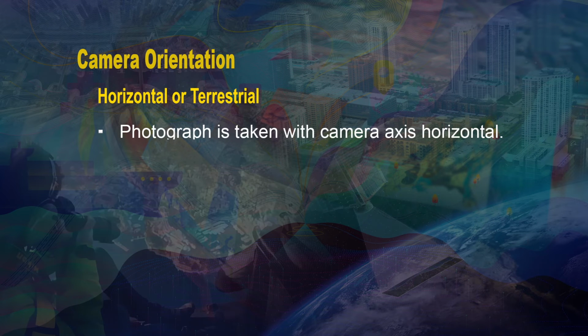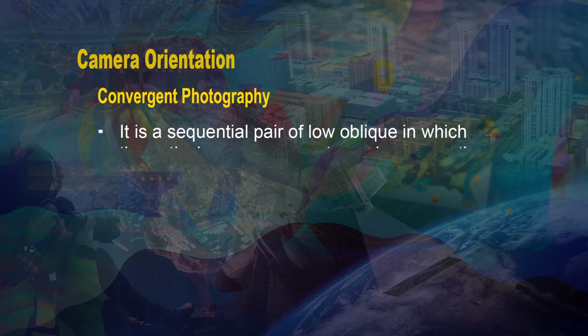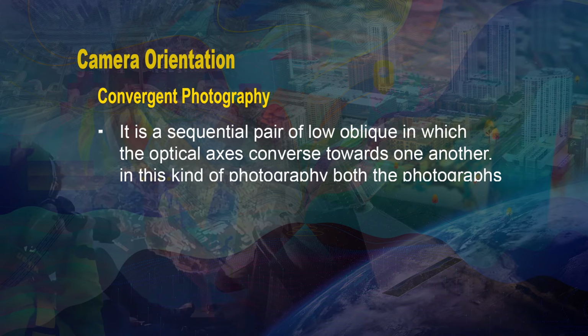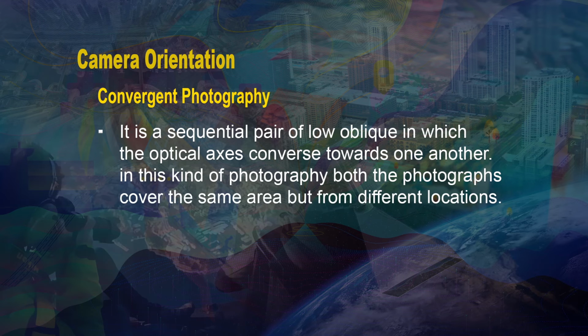Horizontal or terrestrial. These photographs are taken with the camera axis horizontal. Convergent photography is a sequential pair of low obliques in which the optical axes converge towards one another. In this kind of photography, both the photographs cover the same area but from different locations.